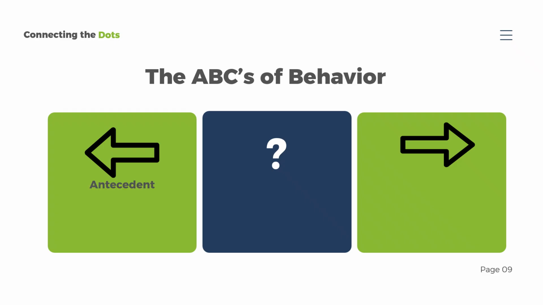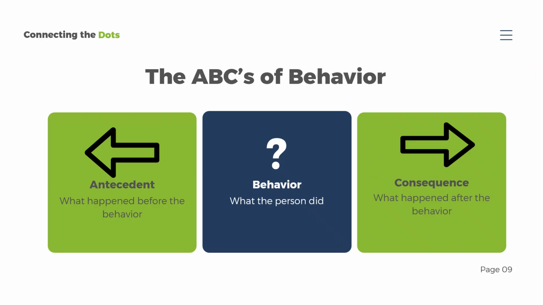A is for antecedent, what happens right before the behavior. B is for the behavior itself, what the person did. And C is for consequence, what happens after the behavior. We write behaviors in this very clear, specific way so we can understand patterns and know what to change.